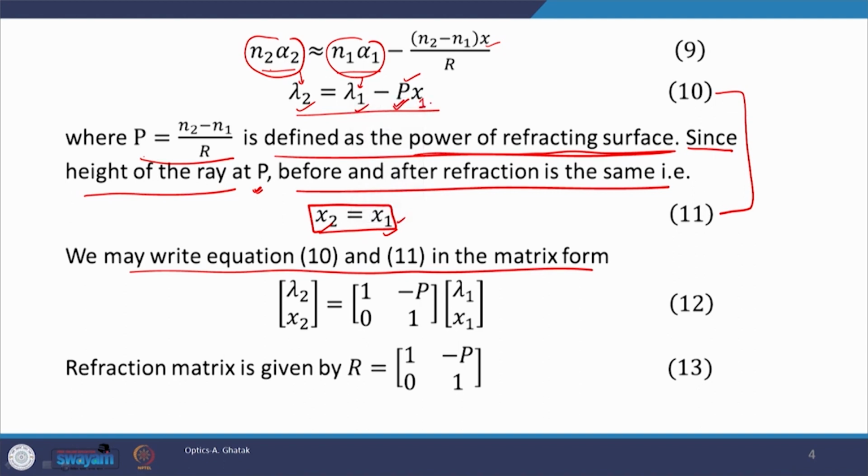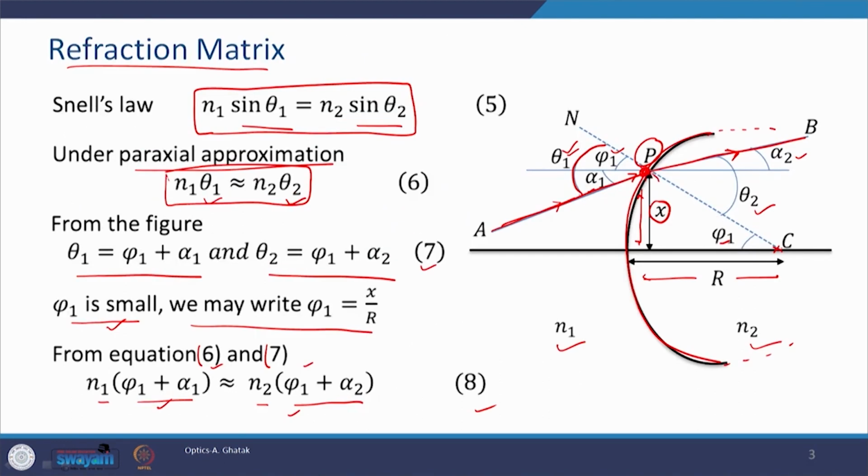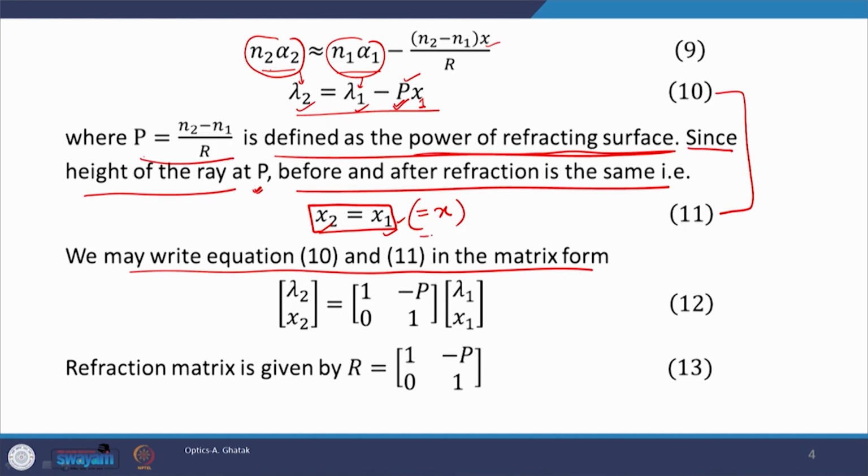Since x is equal to x2, we may assume that this is equal to x, because there is only one distance involved. There is a single height involved. Height of point P is x. Before refraction we are calling it x1, and after refraction we are calling it x2, and both x1 and x2 are the same and they both are equal to x.